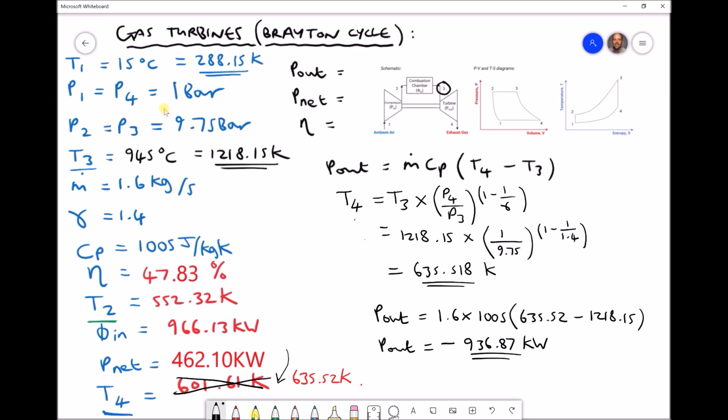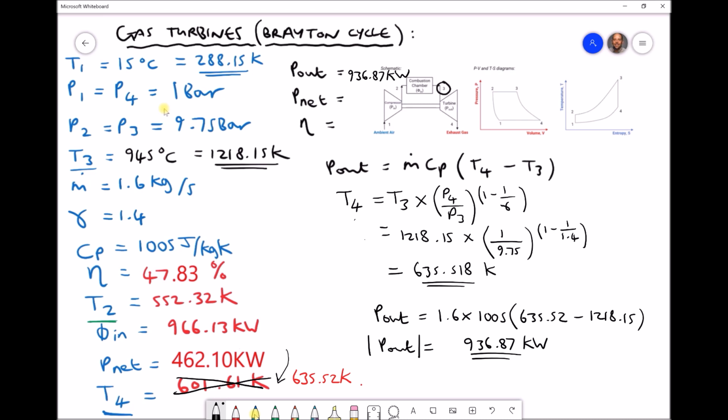Now the reason this is negative is because energy is leaving the process. The combusted air-fuel mixture are doing work to turn the turbine. What we're actually interested in is the magnitude of P out, and if we're using the magnitude of P out, then we can lose our minus there. So the power output from the turbine is 936.87 kilowatts. Let's make a note at the top. We have P out equals 936.87. Our units there are kilowatts.